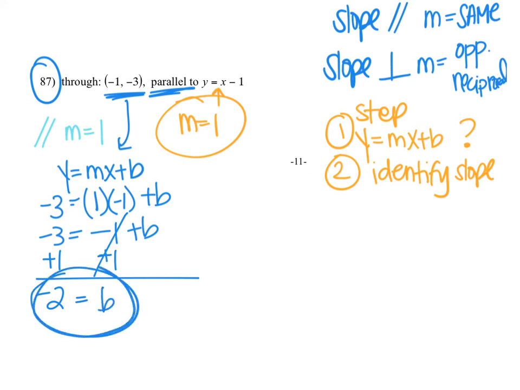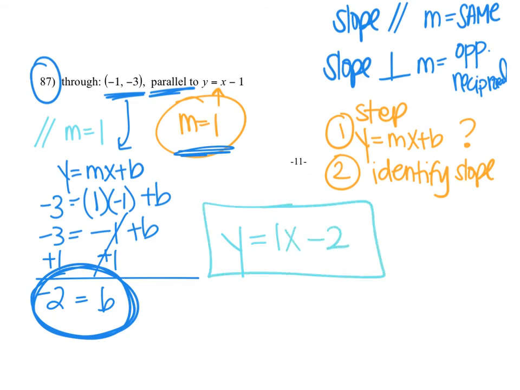So now that I know my b and I know my slope, I can write the equation. So a parallel line to what was given to us would be 1x minus 2. And if you don't want to put the 1 in front of it, that's totally fine. Because you could just say y equals x minus 2, and it's implied that the x has a 1 in front of it.